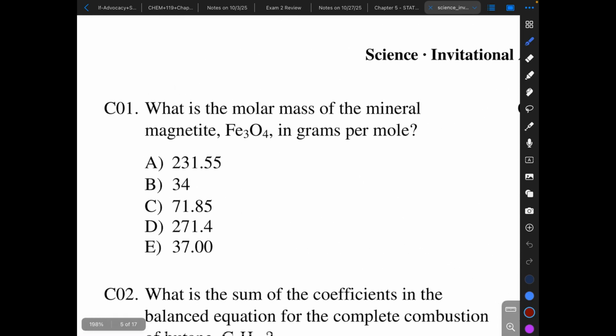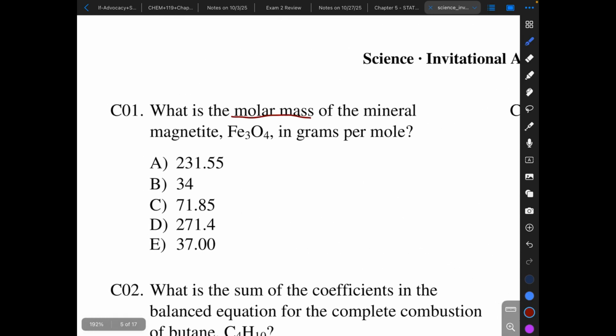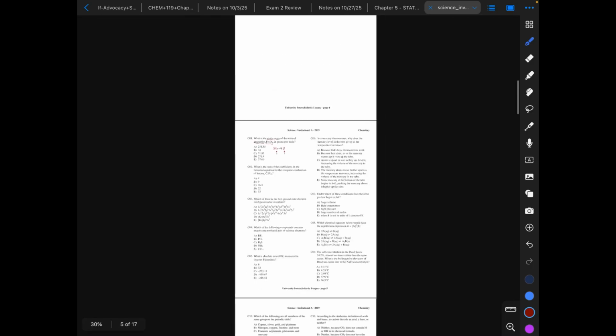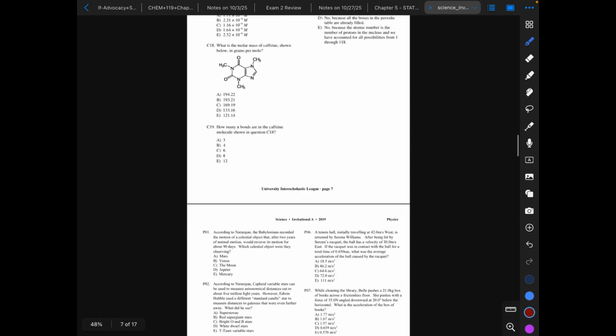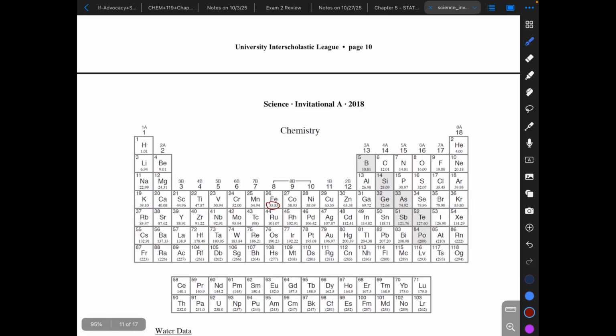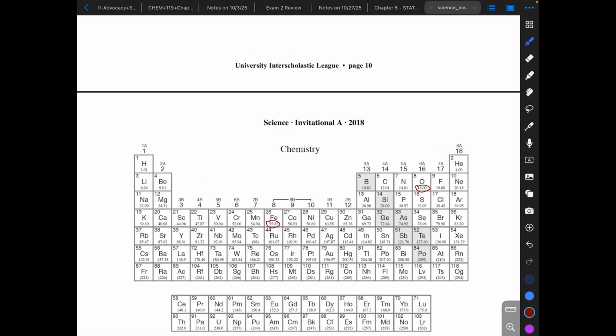So for question 1, we're asked to find the molar mass of magnetite. So when we're finding the molar mass of any compound, we take the elements in the compound. So in this case, there's 3 iron and 4 oxygen. So when we take the elements, we need to find the molar mass of each of the elements. And luckily, we're given a periodic table. So iron, you have a molar mass of 55.85. Oxygen, you have a molar mass of 16.